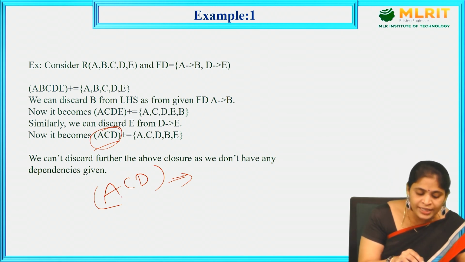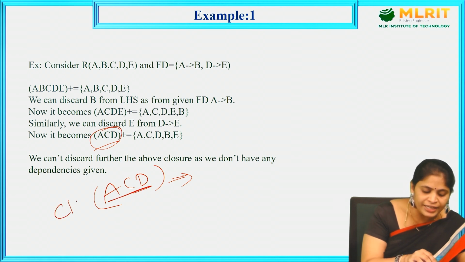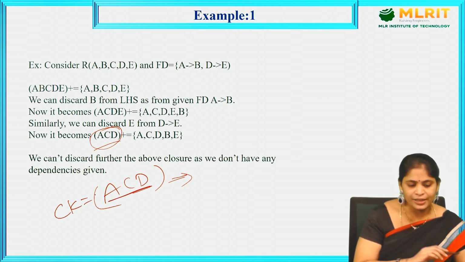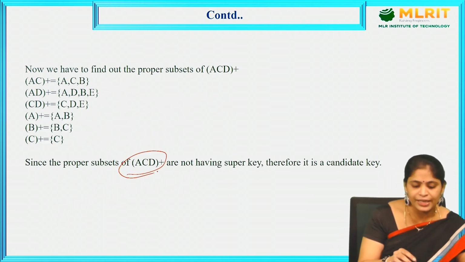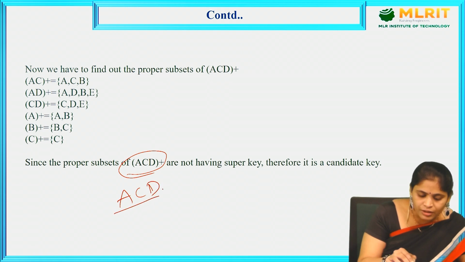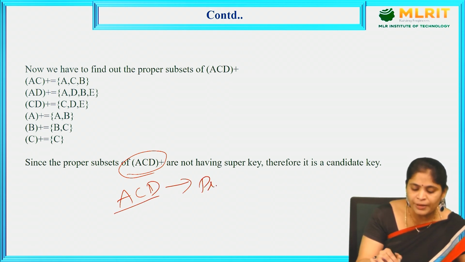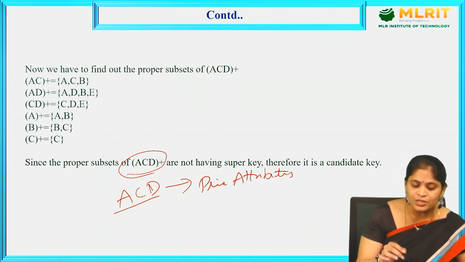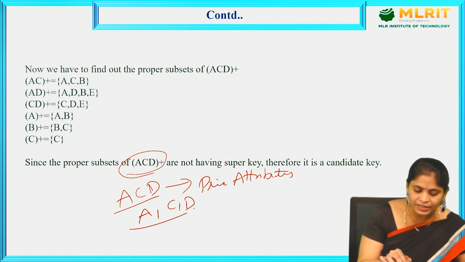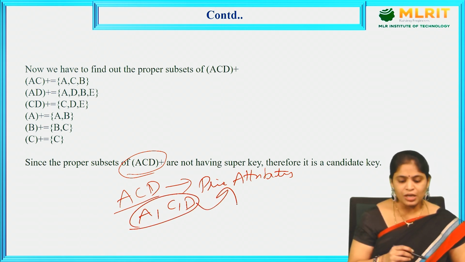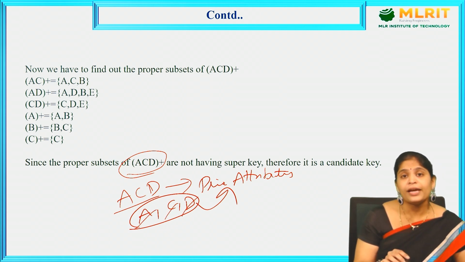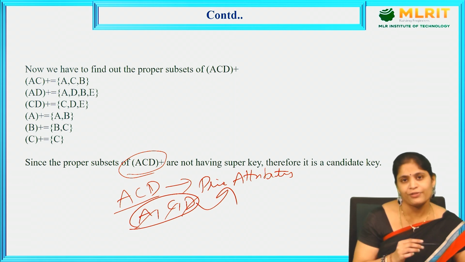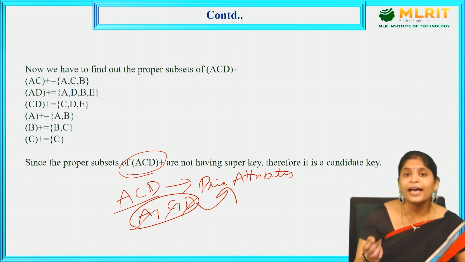Whatever the attributes are there in a candidate key, here ACD is a candidate key. We found that ACD is a candidate key, and what are the prime attributes here? Prime attributes are the attributes which are there in the candidate key. So A, C, D, these are nothing but prime attributes. You need to check whether these prime attributes A, C, D are available at the right hand side of the given FDs.